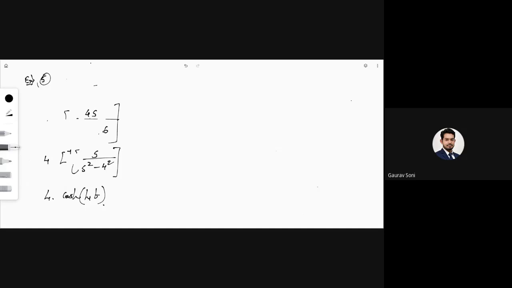Fifth: Laplace inverse of a1/s plus a2/s² plus a3/s³. And the sixth one, Laplace inverse we have to find of 3 times (s²-1) whole square upon 2s raised to 5.